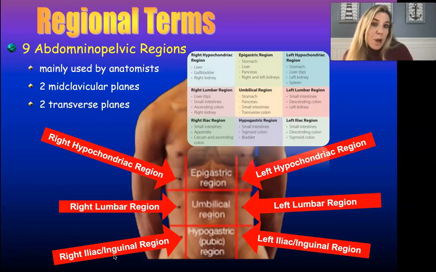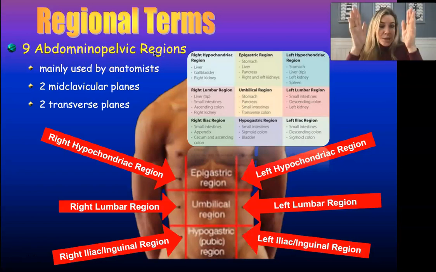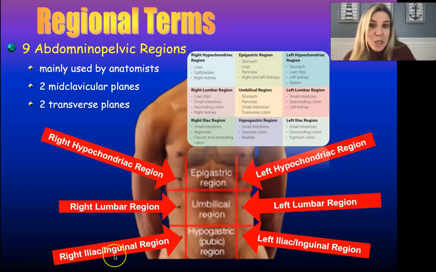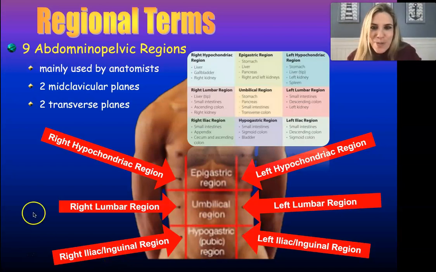Now, while the 4 quadrants are important for medical professionals, anatomists really like to get into the very specific. And so they tend to use the 9 abdominopelvic regions. So instead of just 4 quadrants, it's going to look more like a tic-tac-toe board, dividing the anterior part of the body in the abdominopelvic region into 9 different little subsections.